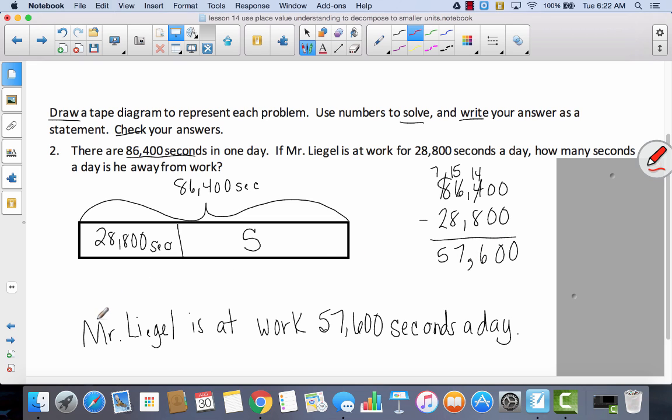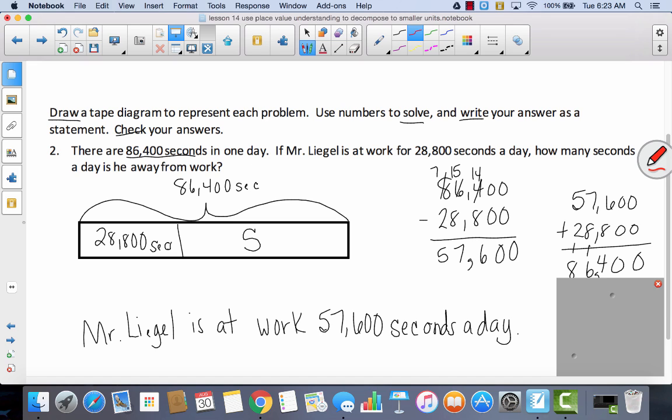So I wrote my statement, Mr. Legal is at work 57,600 seconds a day, and then I checked. I used my answer, which is S, plus the other part, which is 28,800, and I was trying to get it to equal 86,400 if my answer was correct. So since when I added, that is what I got, that means that my subtraction is correct.